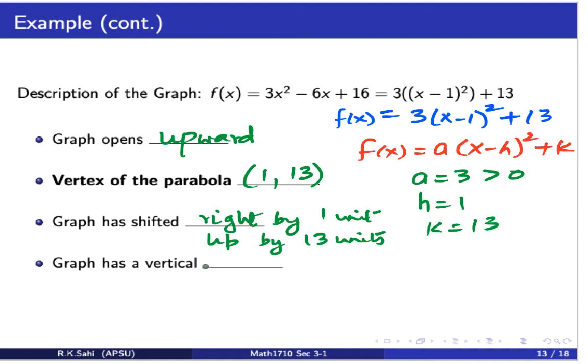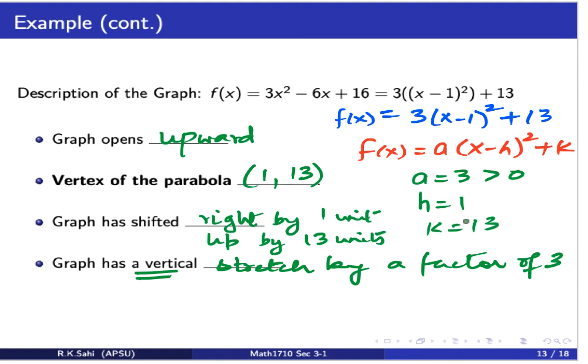Okay. And this graph has what vertical what, guys? This vertical stretch, the number is the coefficient A, which basically tells us whether it is a vertical stretch or a shrink. So it has a vertical stretch by a factor of 3.